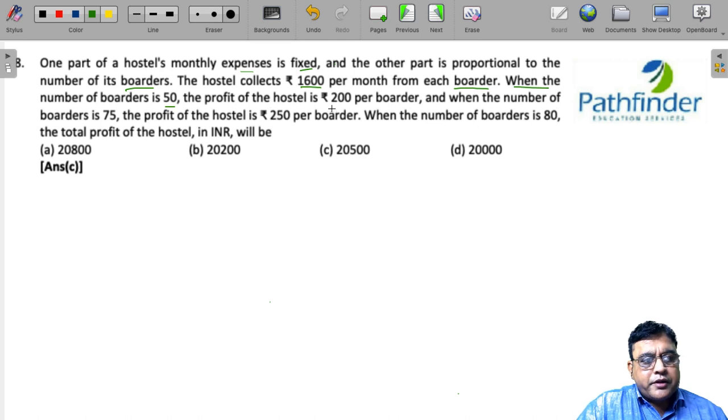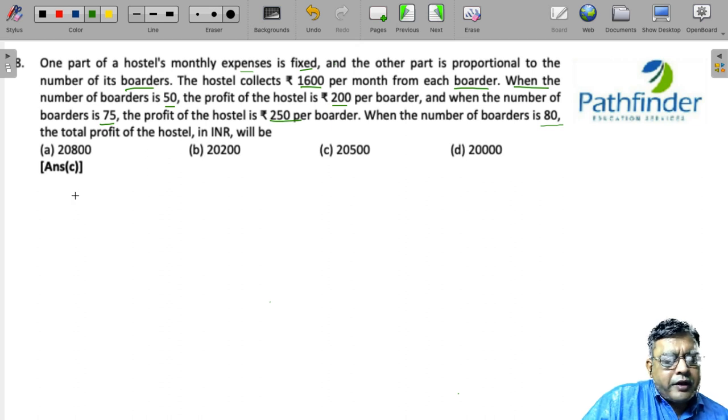When the number of boarders is 50, the profit of the hostel is rupees 200 per boarder. And when the number of boarders is 75, the profit of the hostel is rupees 250 per boarder. When the number of boarders is 80, what will be the total profit in INR? So this is a very straightforward question actually.